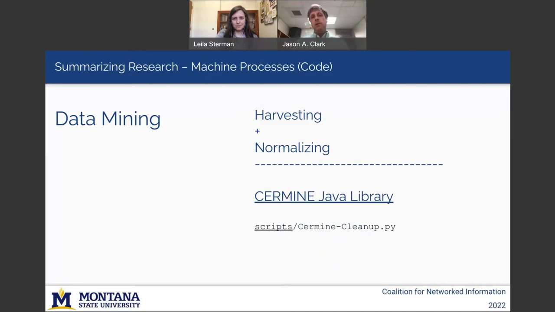As far as cleanup, we used the Sermine Java library and all of these scripts. Leila mentioned that we have a GitHub repository. It's linked at the end of the slides. The scripts are available there so you can see them. This was a matter of taking that PDF document and moving it into a textual format that could be used to do some of the natural language processing, and use some of those models to come up with readability and different kinds of summarization.